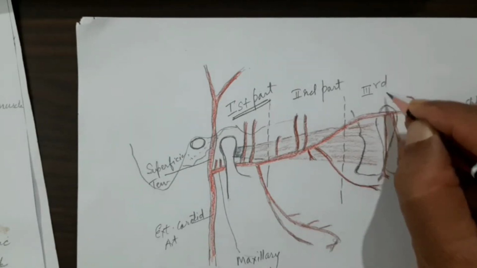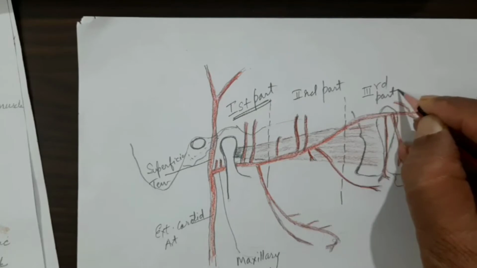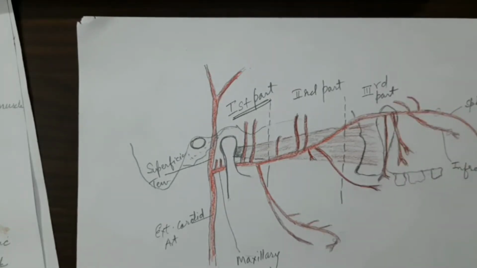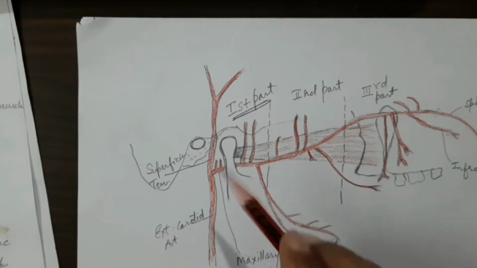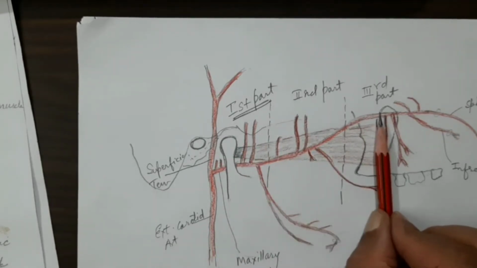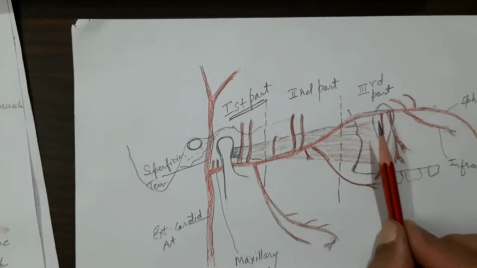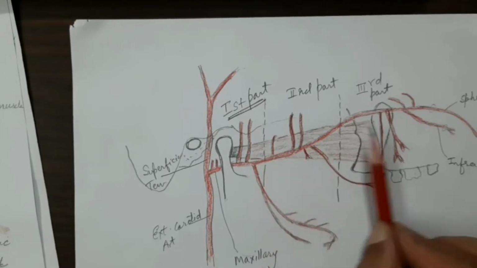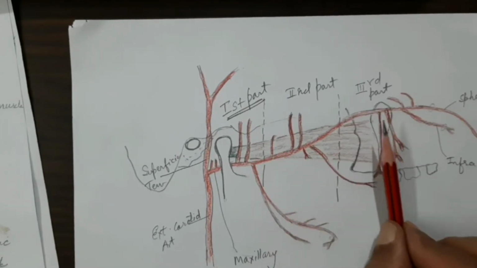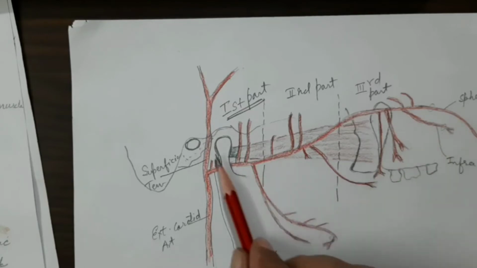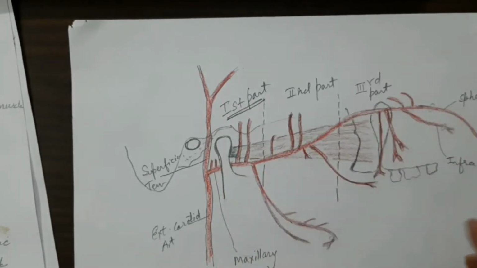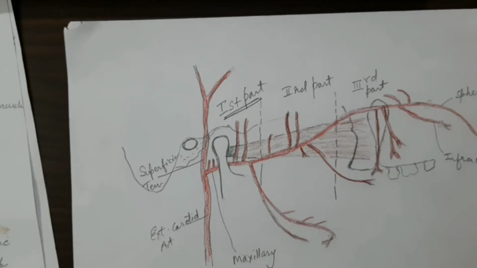So this is the third part, right up to the pterygopalatine fossa, where it will divide into its terminal branches. So, first part, second part, and third part of the maxillary. Please keep on noting whatever I am telling you, along with this diagram. Now let us come to the branches of this important maxillary artery.